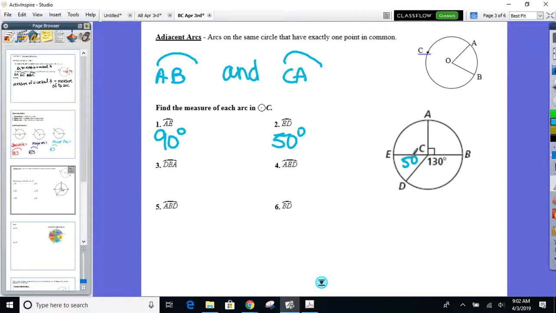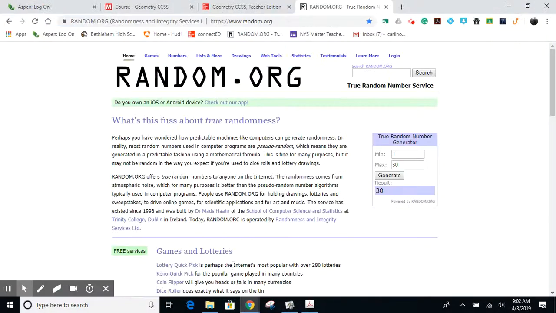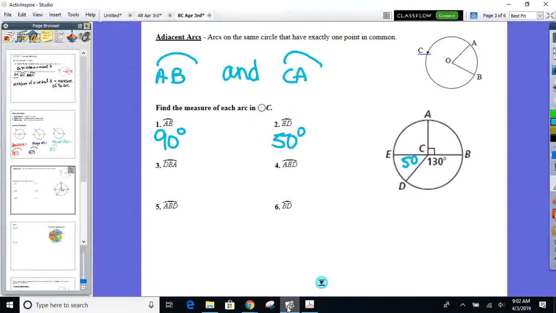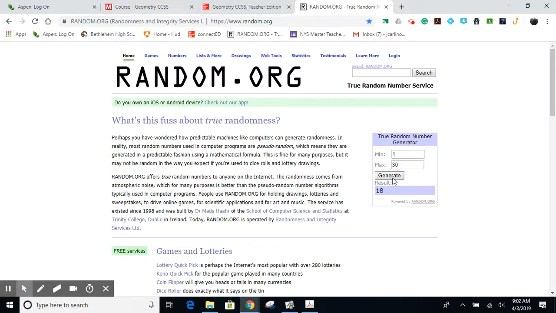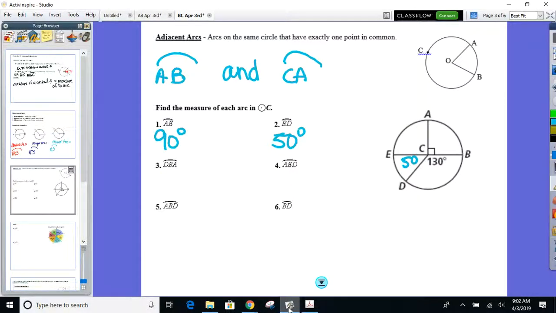D to B to A, follow the letters. What do you got for me? D to B to A. No one's there, all right. How about you? What do you have? 220. What'd you add up? 130 and 90. There you go, perfect. 130 and the 90 make up that arc.